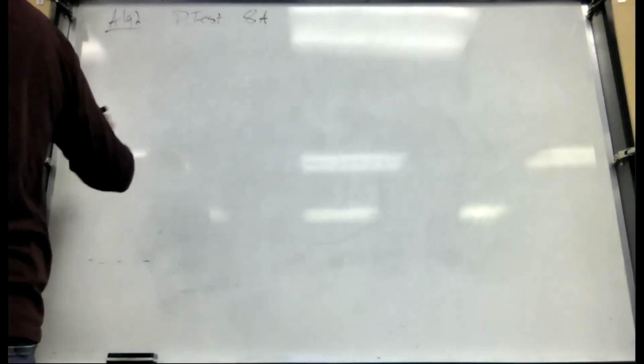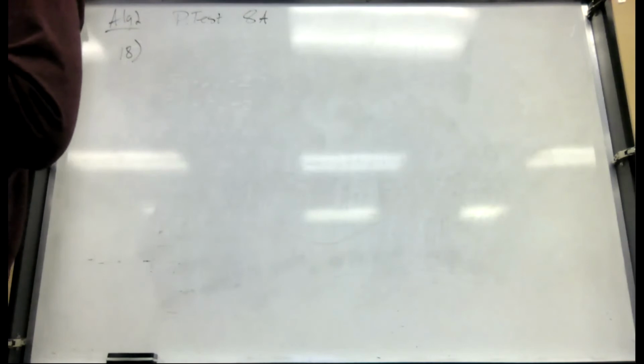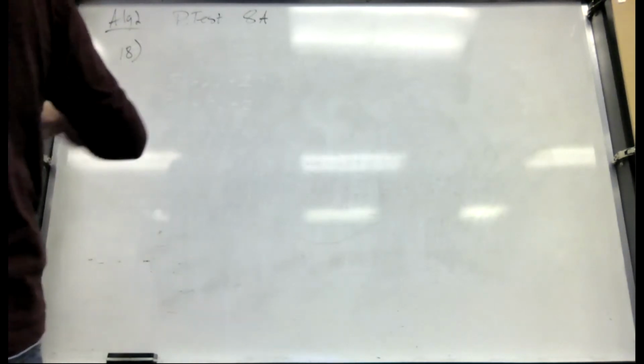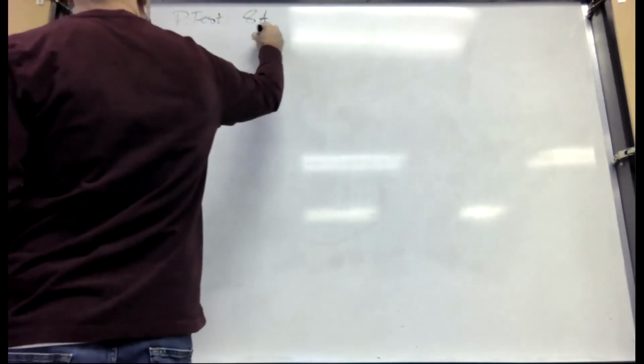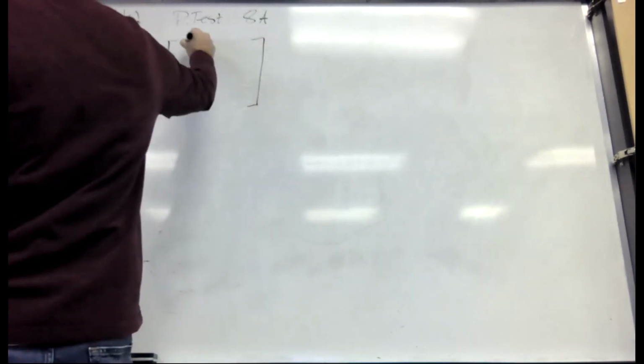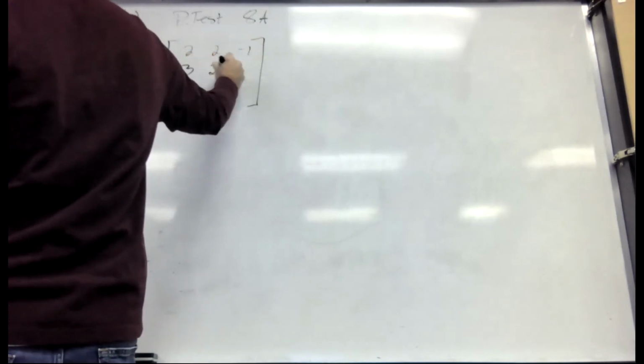Okay. All right, number 18, find the determinant. All right. Let's find the determinant. So what do we do? Well, let's draw this up here. 2, 2, -1, 3, 2, 5.